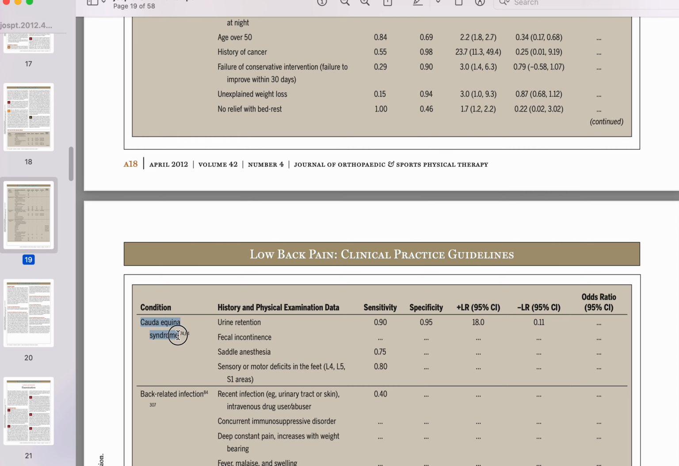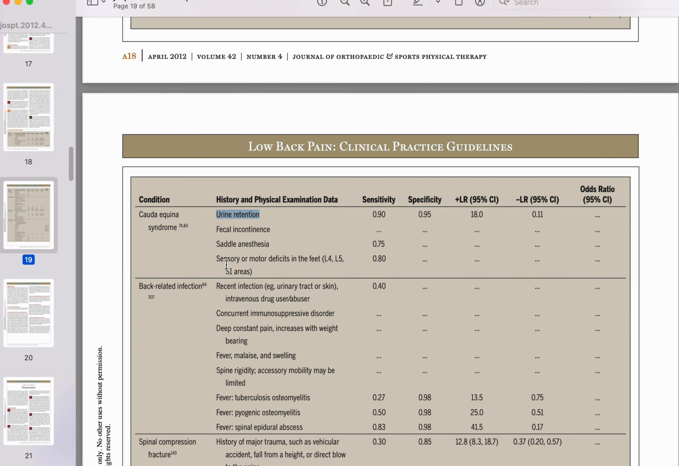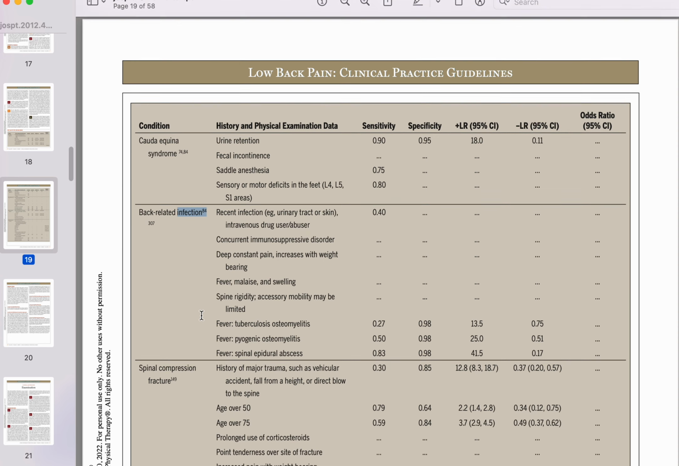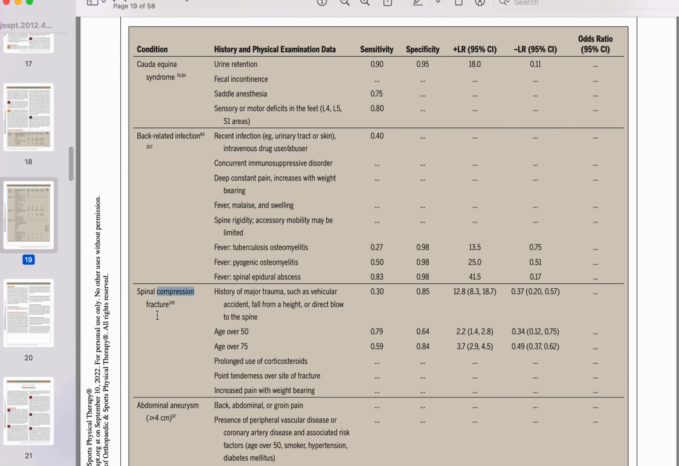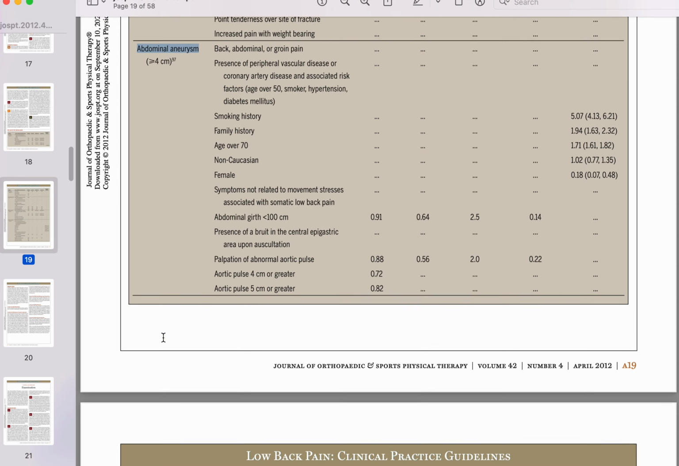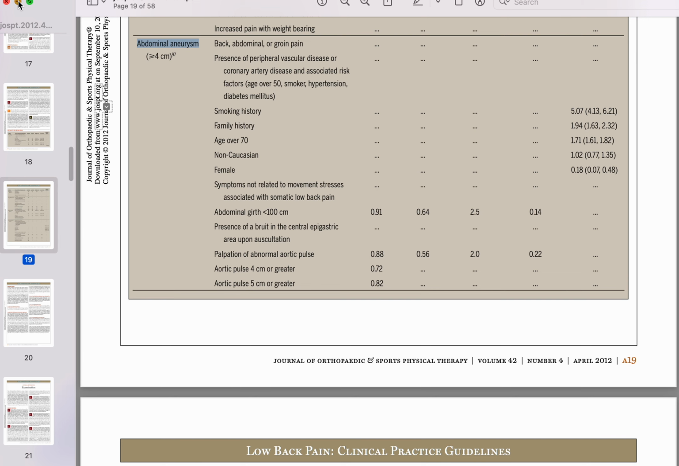Here's another one, cauda equina syndrome. The big one's urinary retention, infection. We're going to look for fevers, chills, night sweats, compression fracture, usually in older people, long-term use of steroids, history of trauma, abdominal aneurysm. So these are some of the things that we look for to make sure that the person is appropriate for physical therapy.